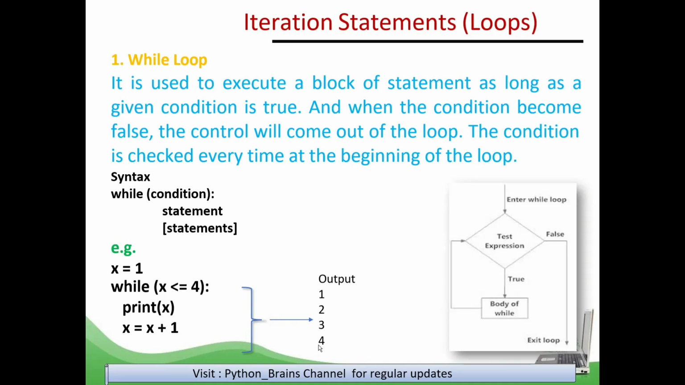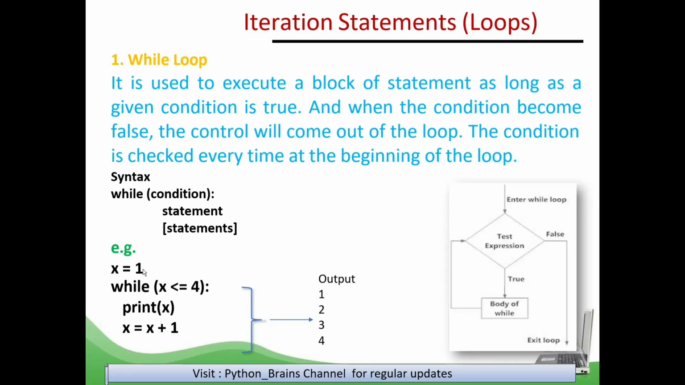Suppose that I just want to print counting from 1 to 4. So first I initialize the start value. I write x is equal to 1. Then I check the condition, and that is up to me. I just want to print till 4. So I write x is less than or equal to 4. This is my condition. Then I print x.